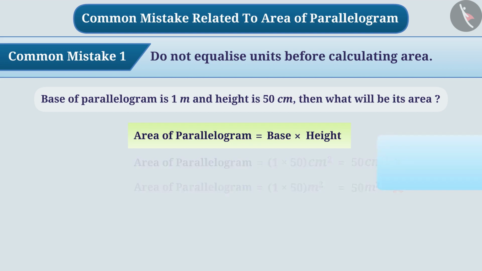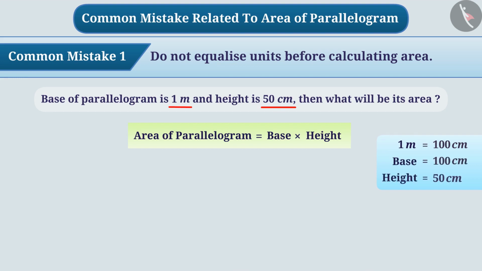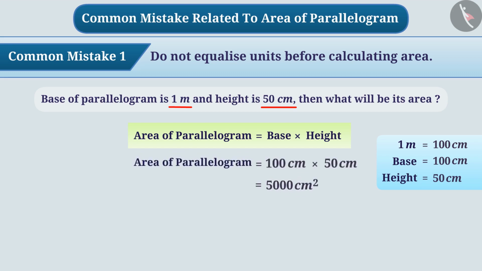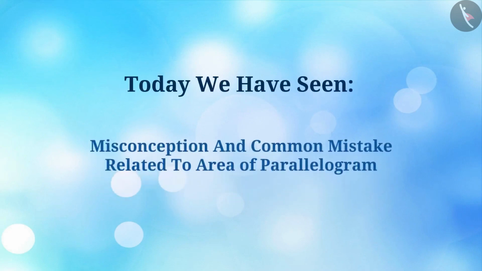Here we can write 1 meter is equal to 100 centimeter. Now the base is 100 centimeter and height is 50 centimeter. Therefore, area of parallelogram is 5000 square centimeter. Can you represent it in square meter? Try yourself. Today we have seen misconception and common mistake related to area of parallelogram.